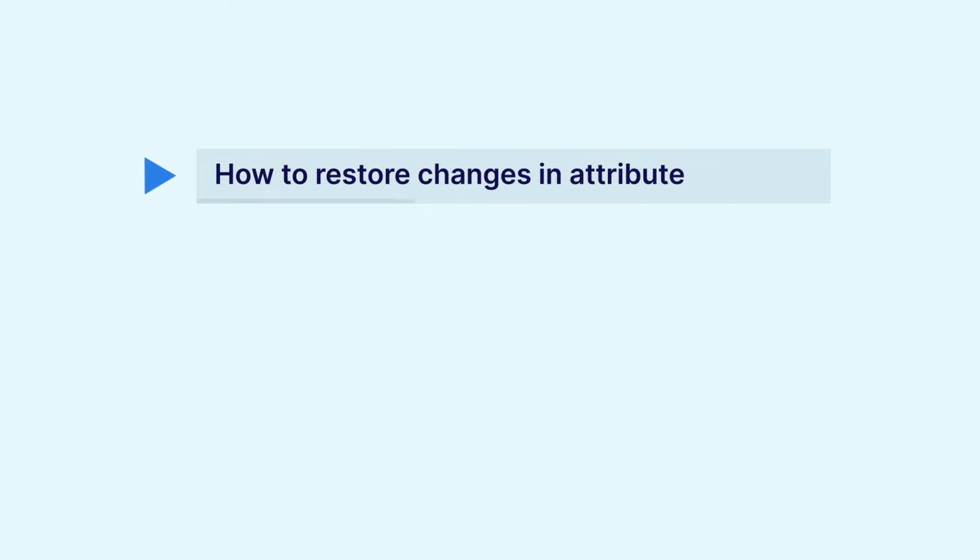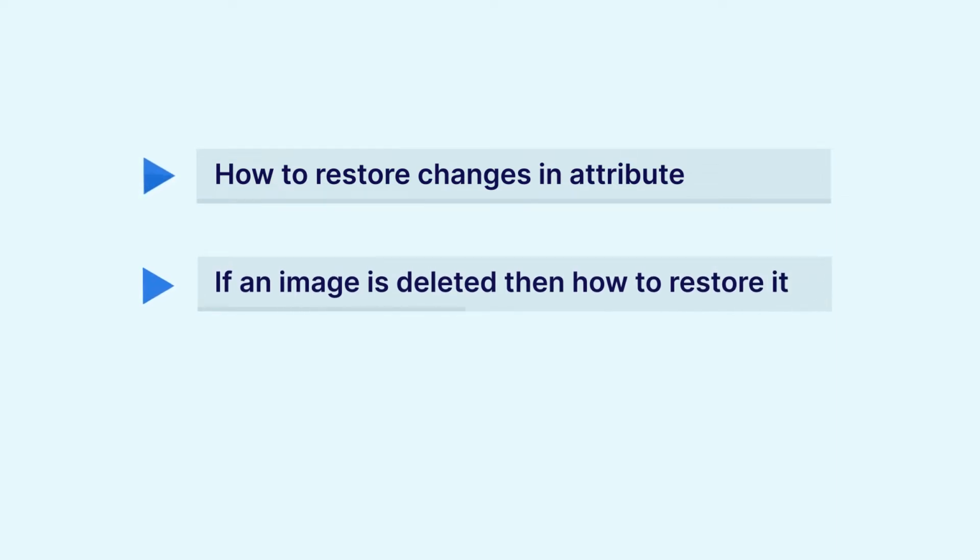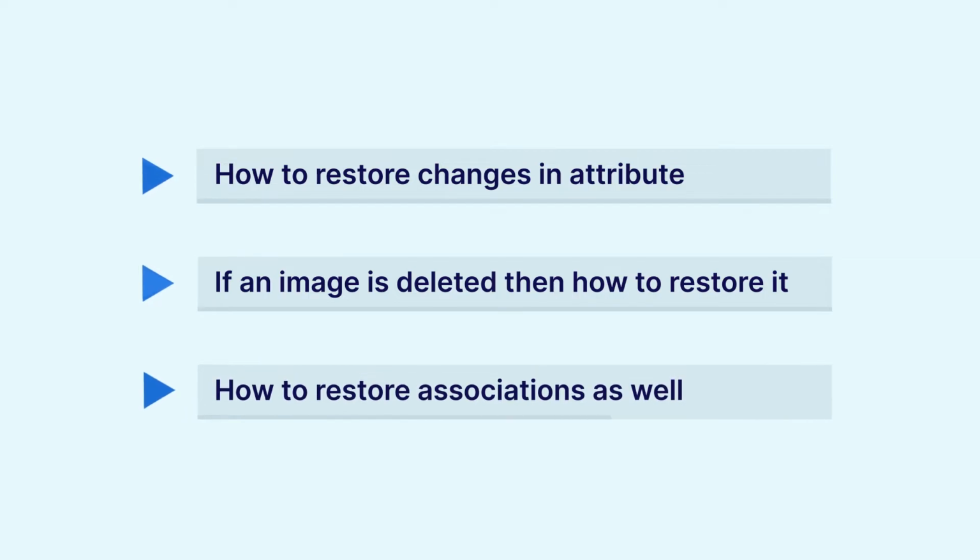In today's video tutorial, we'll be checking out the workflow of how to restore the data that has been changed in the product attributes. Apart from that, we'll also be seeing how an image, if deleted, can be restored back and how the associations can also be restored back.